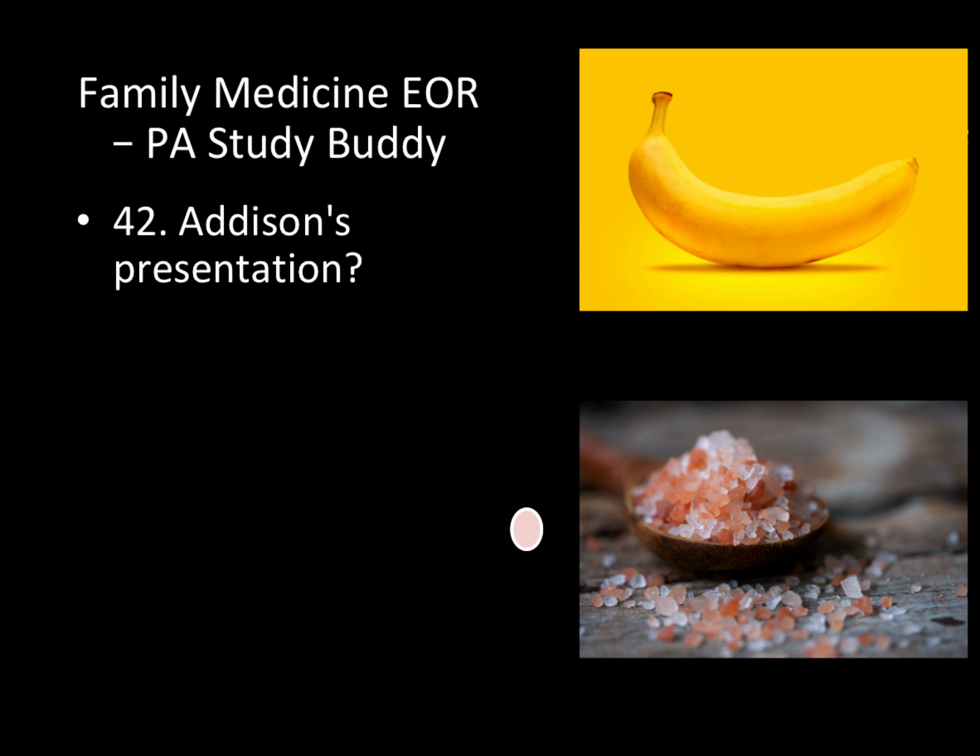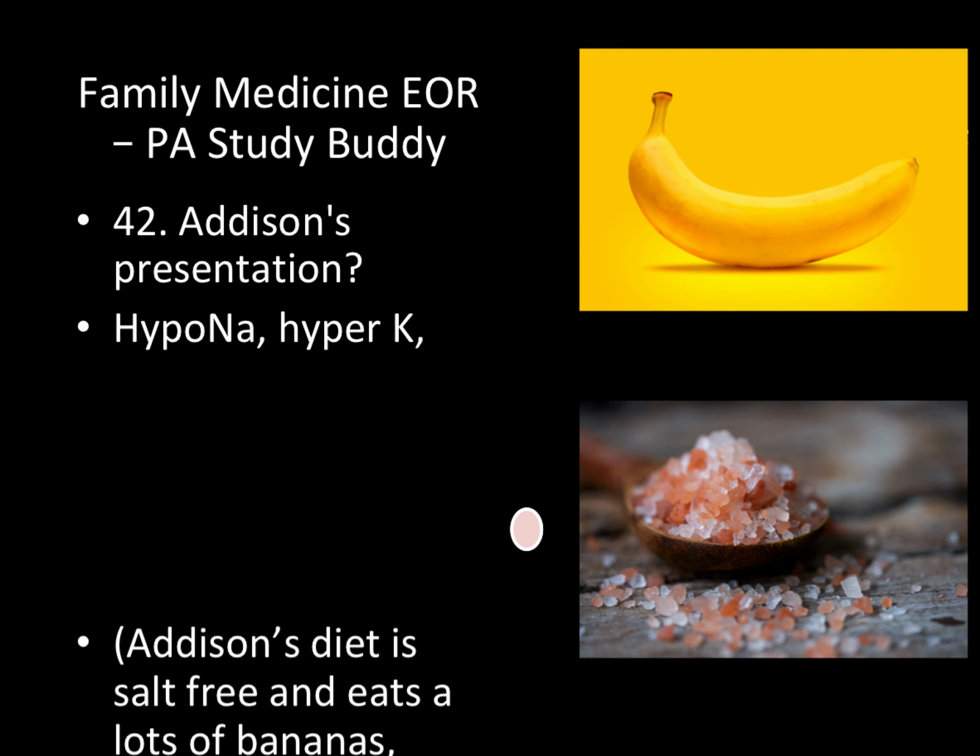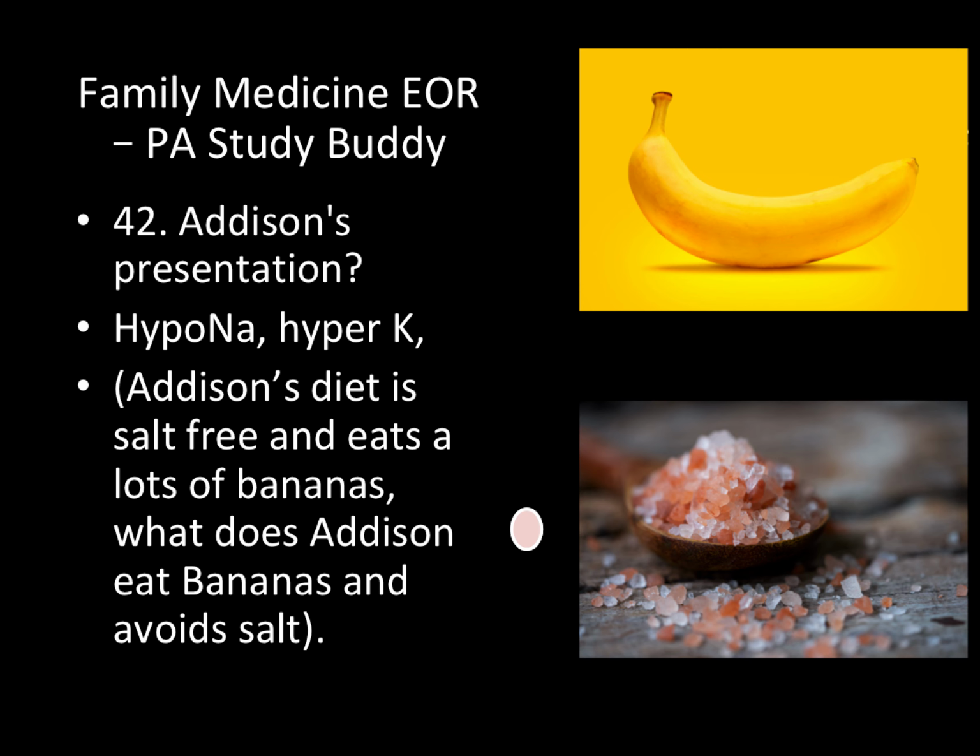Addison's presentation. That would be hyponatremia and hyperkalemia. So if you have a patient, the blood work came back, super low sodium, high potassium, that should be making you think of Addison's disease. And the way I remember this is Addison's diet is salt-free and she eats a lot of bananas.